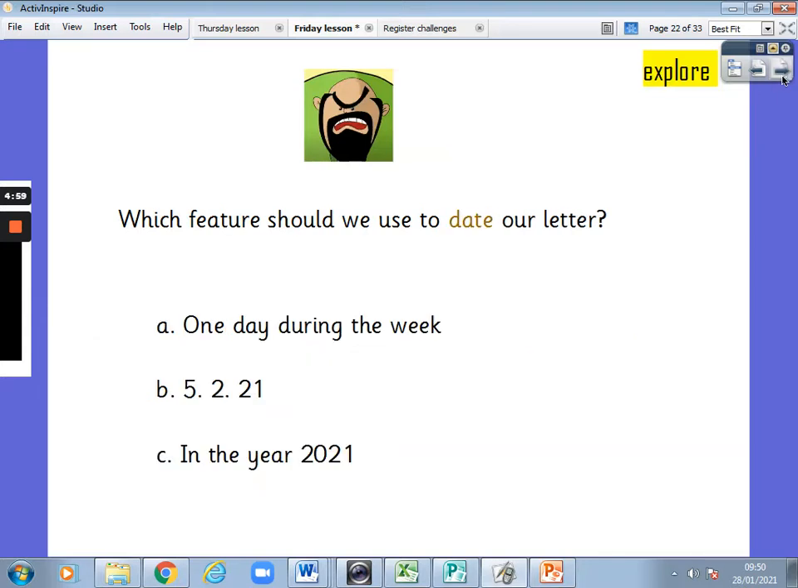Which feature should we use to date our letter? Is it A, one day during the week? Is it B, the 5th of the 2nd, 21? Or is it C, in the year 2021? Have a think. A, B, or C? That's right, it is B, the 5th of the 2nd, 21, which is the short date. When did you write the letter from?